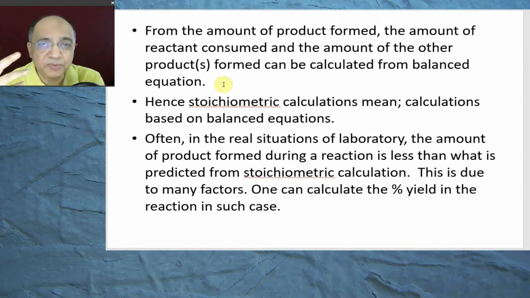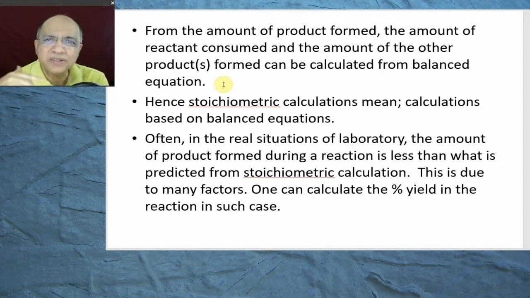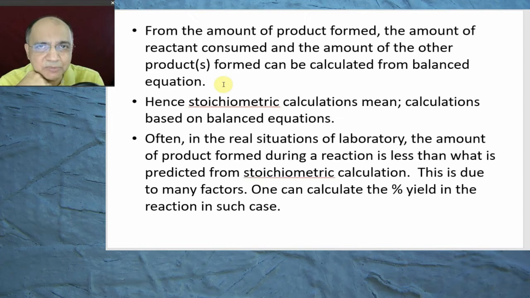Now, in the actual experiment, how much of the product is formed? From that, you can find out the amount of reactant consumed, and also you can find out what is the amount of product formed when reactant amount is given, or what is the amount of the other reactant consumed when one reactant data is given. So whatever is given and whatever will be asked, that all can be dealt with while writing the balanced chemical equation.